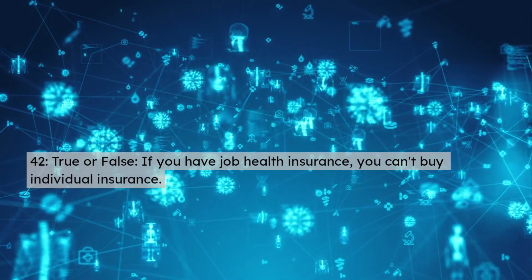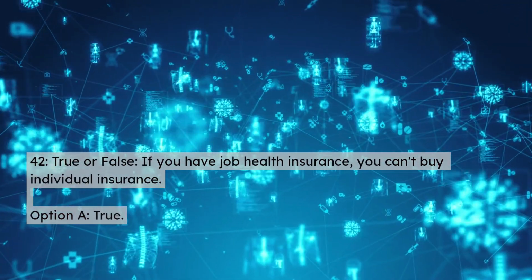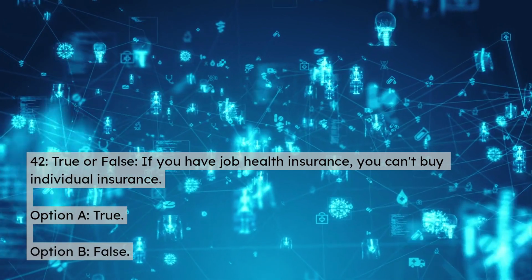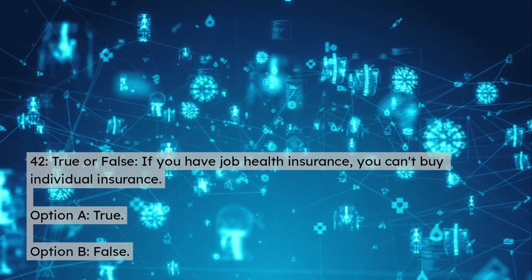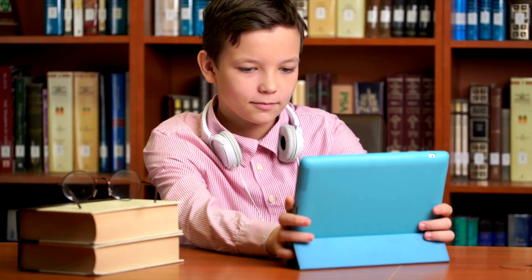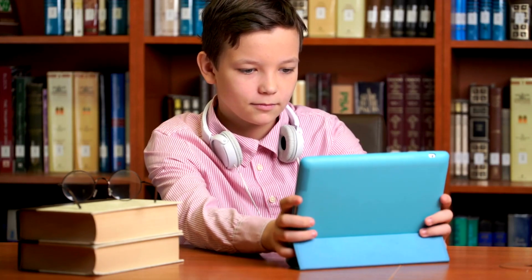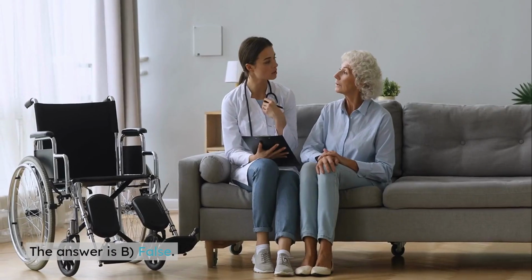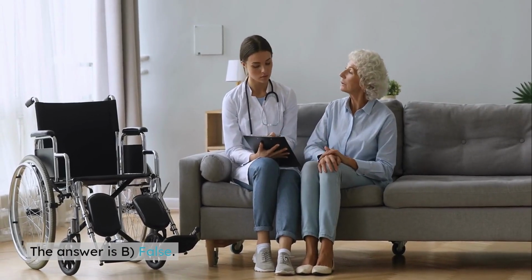42. True or false? If you have job health insurance, you can't buy individual insurance. Option A, true. Option B, false. The answer is B, false.